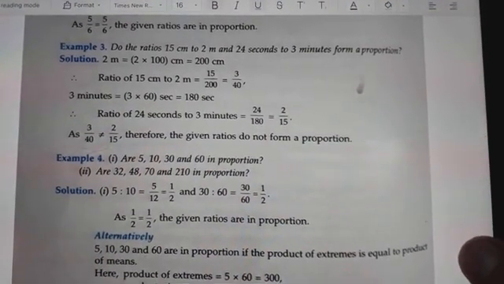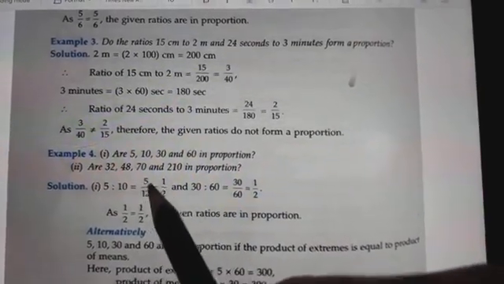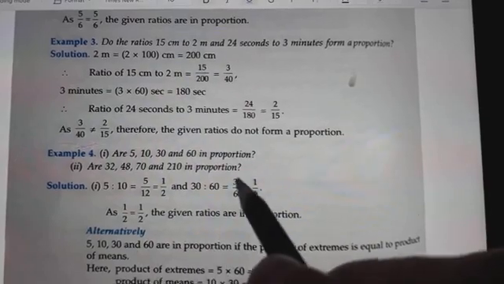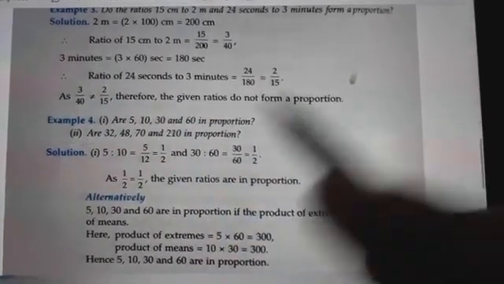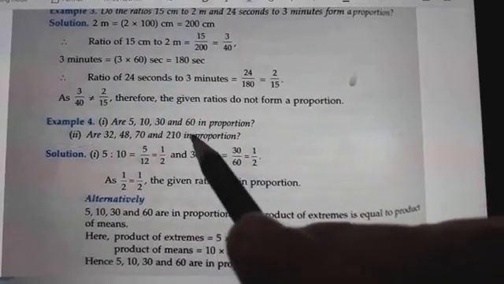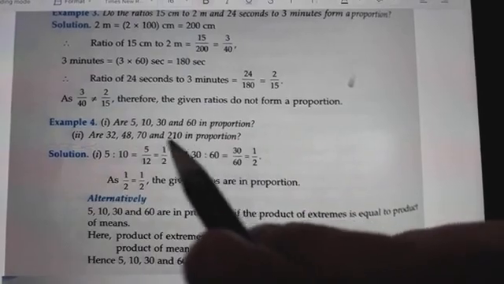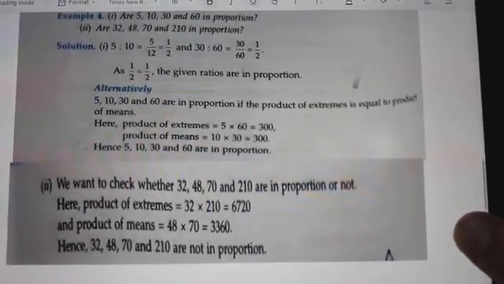Are 5, 10, 30 and 60 in proportion? Let's find out. 5 upon 10 and 30 upon 60. 5 upon 10 means half, whereas 30 upon 60 is also half. Yes, they are in proportion. Alternatively, you can cross multiply them. 5 times 60 is 300, and 10 times 30 is 300. So yes, they are in proportion.